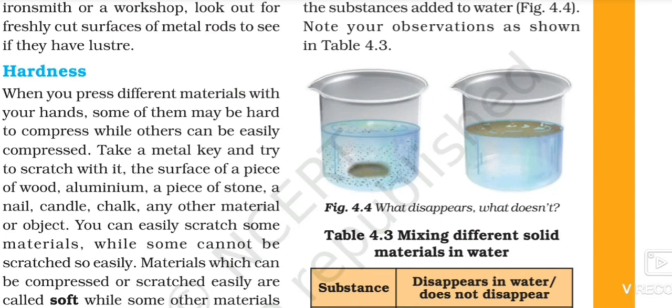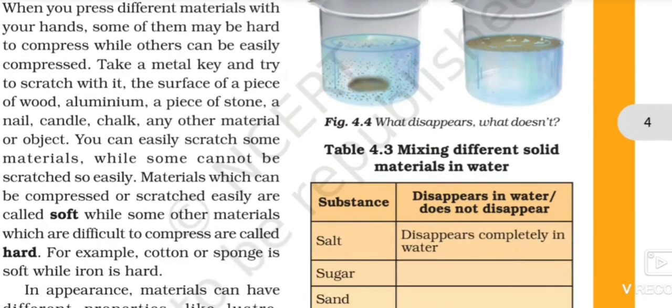You can take some examples: a metal key. Try to scratch it with it. A surface of a piece of wood, aluminium, a piece of stone, a nail, a candle, chalk. So many materials you can see. It is a hard and solid material which is very hard. It cannot be easily scratched. So this type of materials are called hard materials.